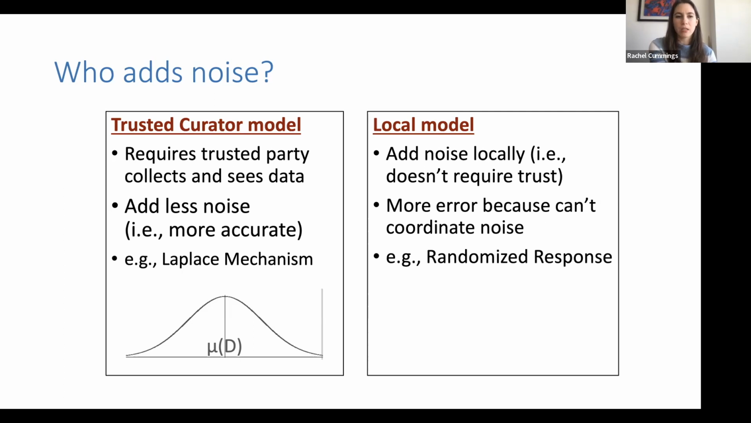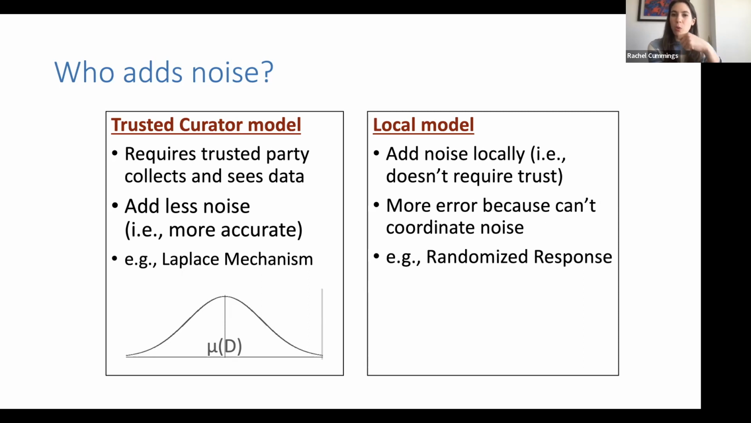This requires, for example, in the case of the Laplace mechanism, everyone to hand over their data to some curator who's going to see it all exactly. This is why it requires trust. Then they're going to compute on it, and they're going to publish something with some noise. On the other hand, we have the local model, which is what we saw in the randomized response example, which happens if we don't actually trust the analyst to see the raw data.